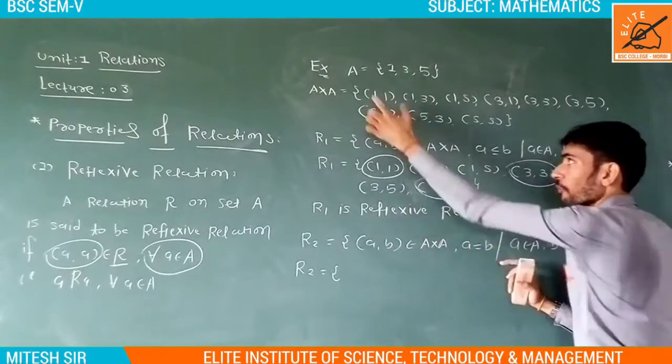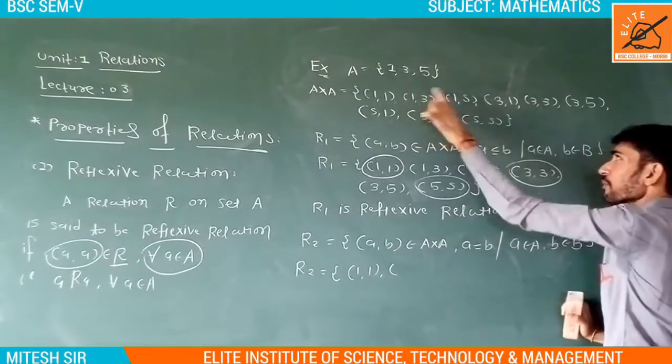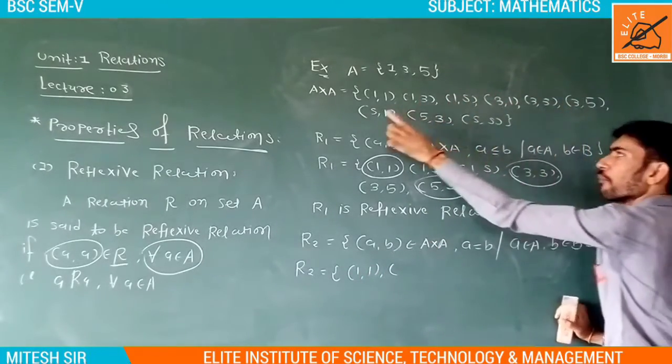a is equal to b: (1,1), (1,3), (1,5), (3,1), (3,3), (3,5), (5,1), (5,3).